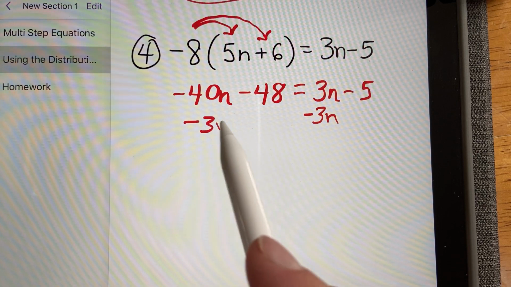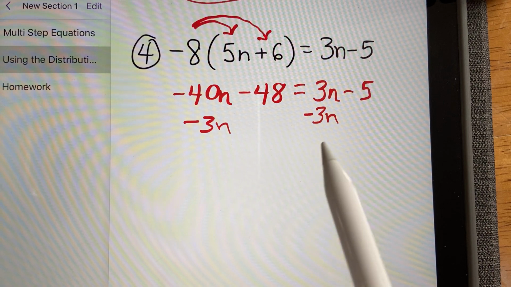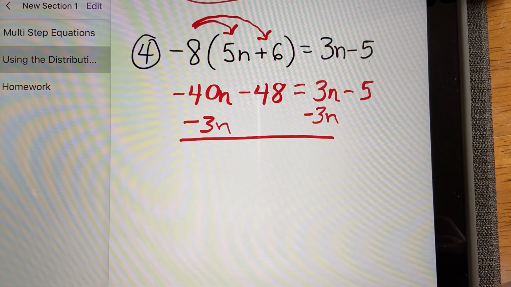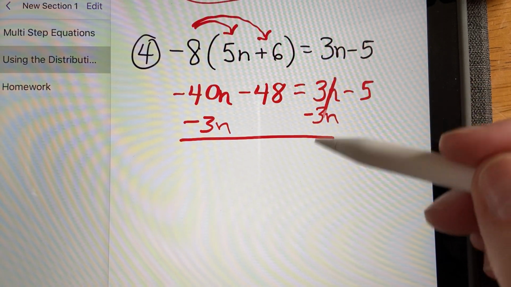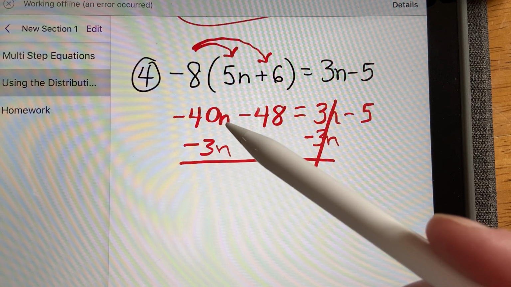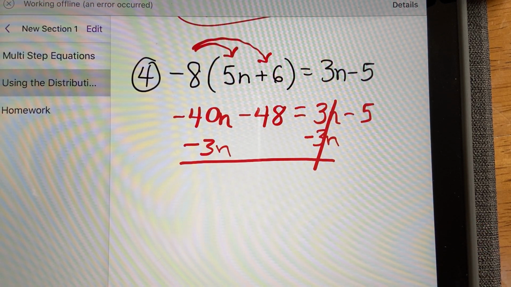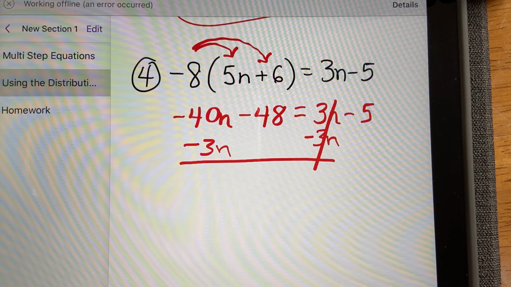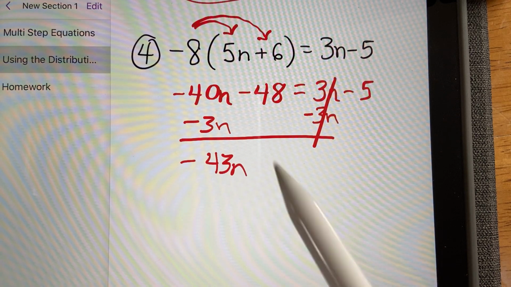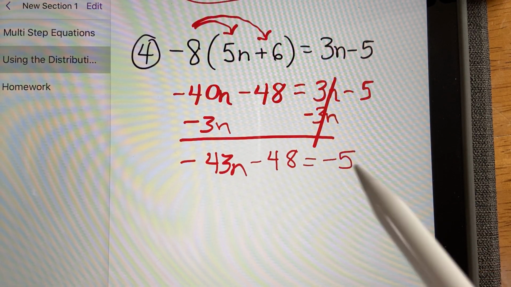This is going to be my preferred method. It wouldn't be wrong if you add 40 on both sides, but I just think it's going to be easier to subtract 3n on both sides because that'll keep all of my n's on the left-hand side. So 3n minus 3n is 0. That cancels. Negative 40n minus 3n. Both of those numbers are negative, which means we should add them together and keep the negative sign. So this is negative 43n. Carry down the minus 48, and that equals negative 5.